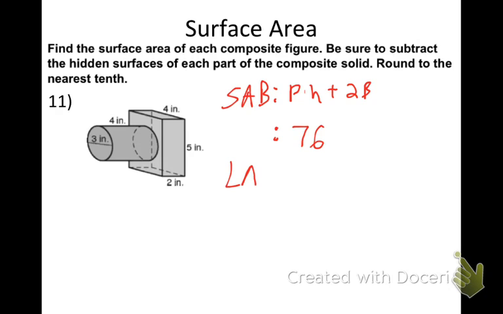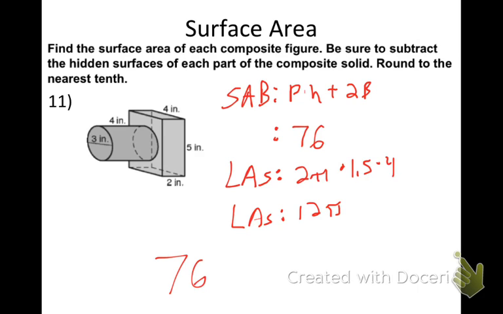Then you got to find the lateral area of the small one, the cylinder. So lateral area of the small cylinder is 2 pi radius, which is 1.5, times the height of 4. So my lateral surface area comes out to be 12 pi. And then I can add those together and end up with 76 plus 12 pi. What are we in? Inches squared. And if I wanted to go to approximately a decimal, 12 times 3.14 gets me like 37 point something. So I think I end up with like 113 some point something as my final answer. Nice job.